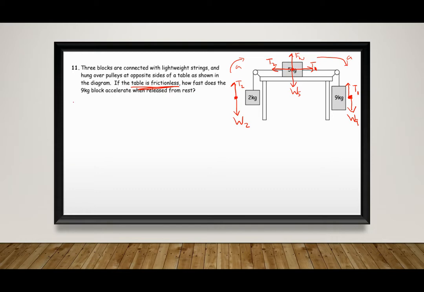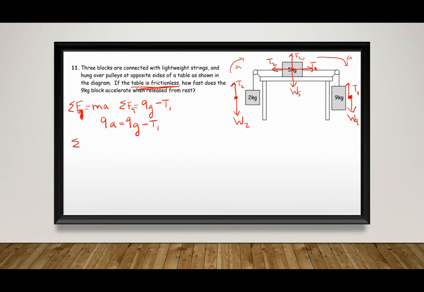So I'm going to have my sum of forces on my 9 kilogram block, it's a 9, not a g, is equal to mass times acceleration. The sum of forces on my 9 kilogram block are equal to, if I'm setting my acceleration as down, I have 9g, so my weight of my 9 kilogram block, minus tension 1. So I have 9a equals 9g minus tension 1.